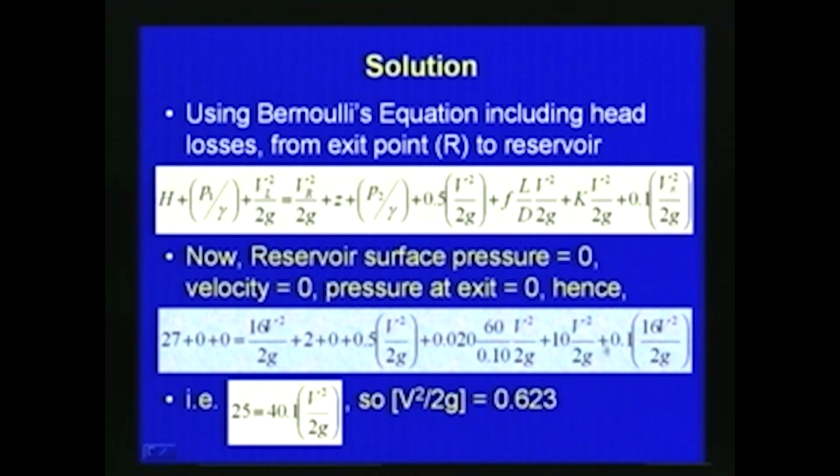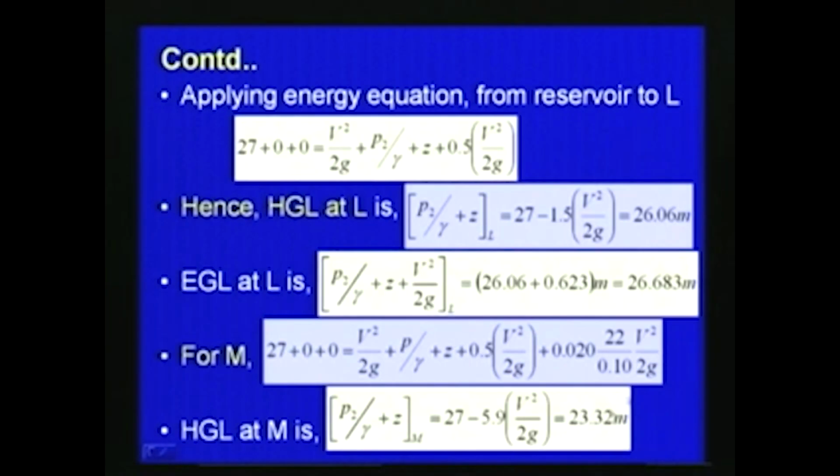So, by solving this equation, with respect to Bernoulli's equation which we applied between the exit point and the reservoir, we get 25 is equal to 40.1 V square by 2G. So, we get V square by 2G is equal to 0.623. Now, we can apply the energy equation from the reservoir to the point L.